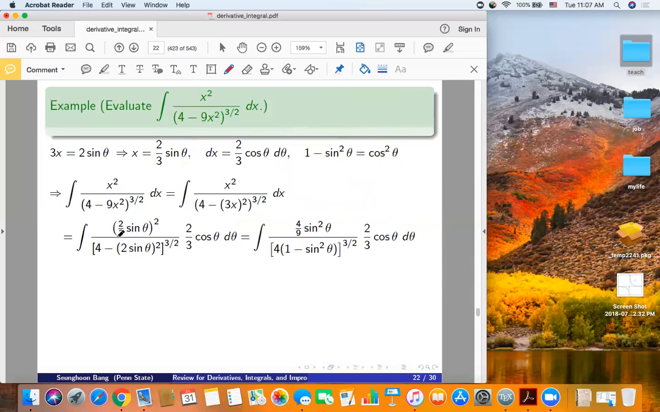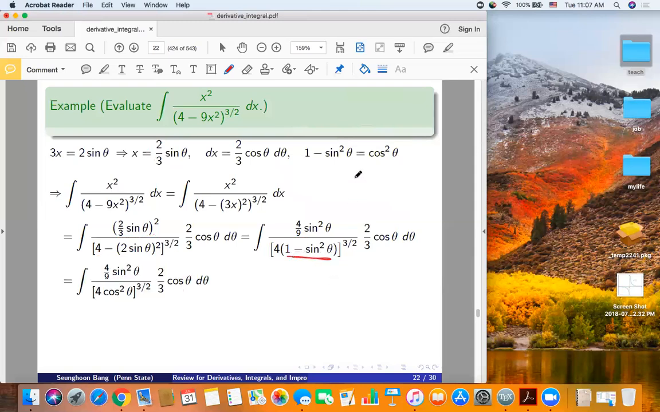The 2/3 sine theta squared is 4 over 9 sine squared. What's the inside one? The inside one is 4 minus 4 sine squared. Factor out the 4: 4 times 1 minus sine squared of theta. This is the inside one. Do we have it? Next, you change it.